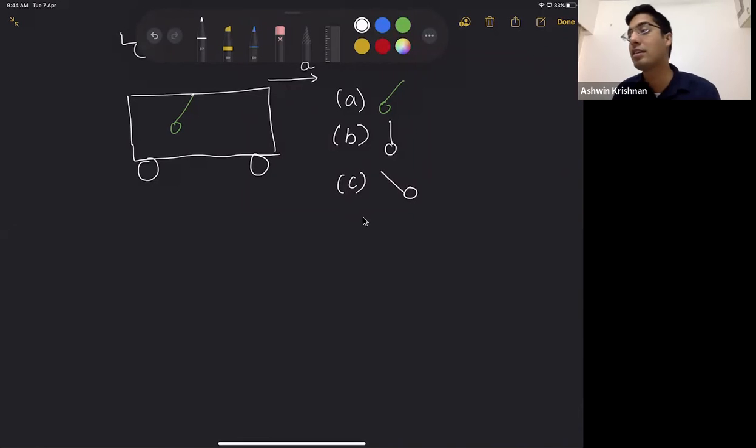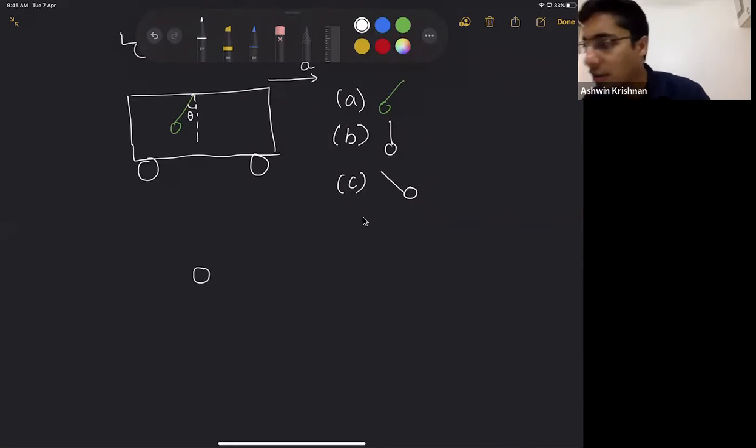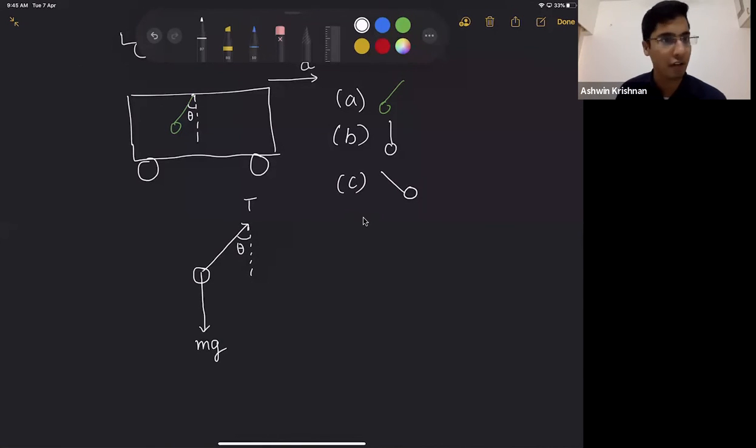Now one of the common questions is how much angle, what is this angle theta? So the way we will do this is we will analyze this pendulum properly. Now what are the forces on this pendulum? On this mass, there is now a tension T, which is acting at an angle theta. There is mg. These are the only two forces acting on this body.